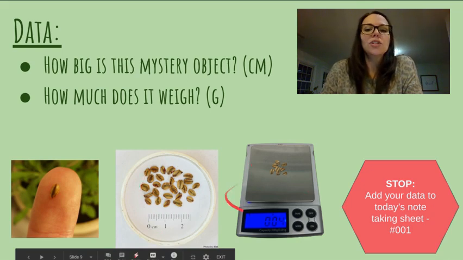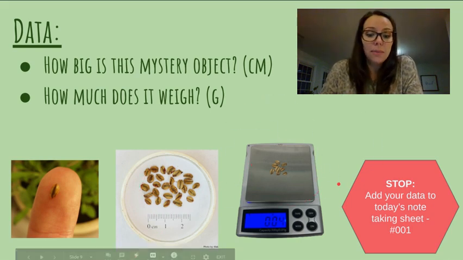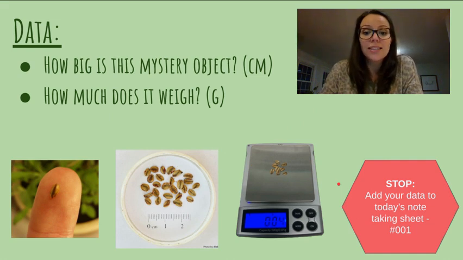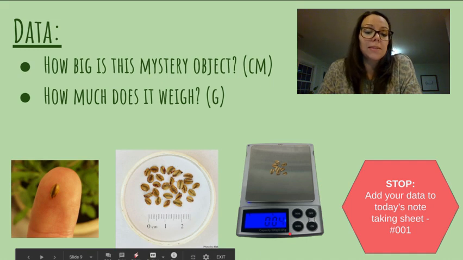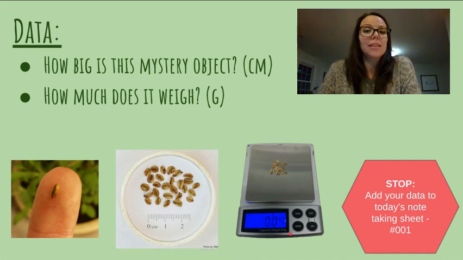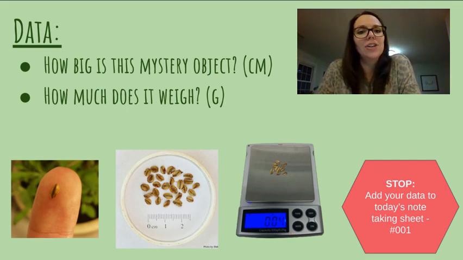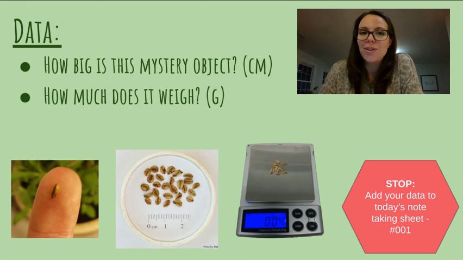And then how much does it weigh? So Ms. Schilling and I actually put some of these mystery objects on a scale. And if you look very closely, you're going to notice that there's actually 1, 2, 3, 4, 5, 6, 7, 8. There are 8 of these mystery objects on the scale, and the scale reads 0.04 grams. So if 8 of them is 0.04 grams, how much would one weigh? Try to figure that out and put that data in your data table. You can pause the video while you do that.